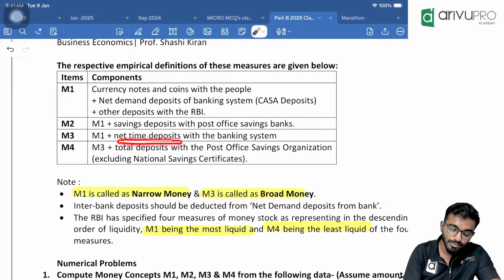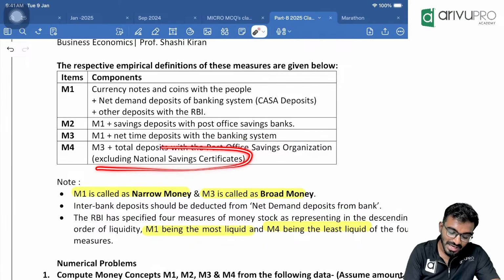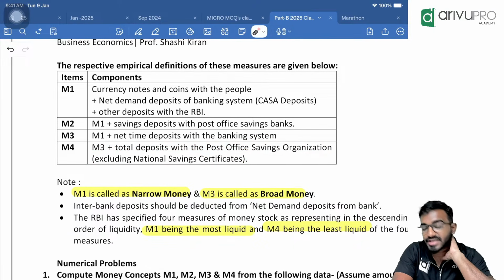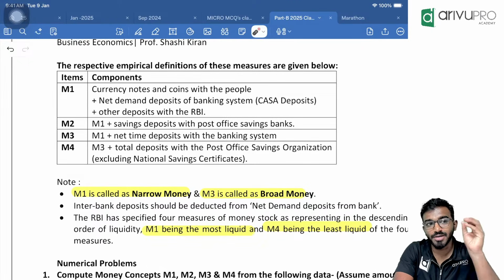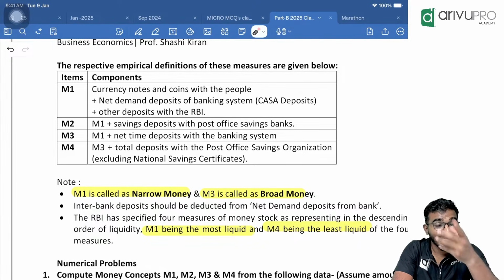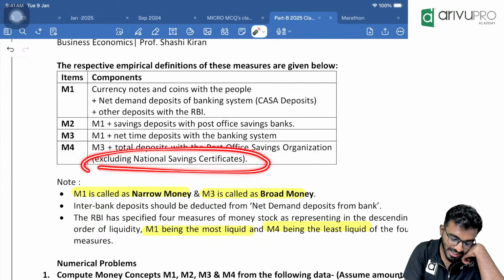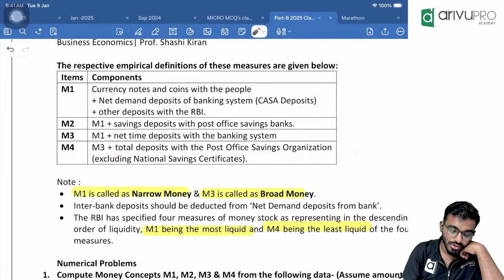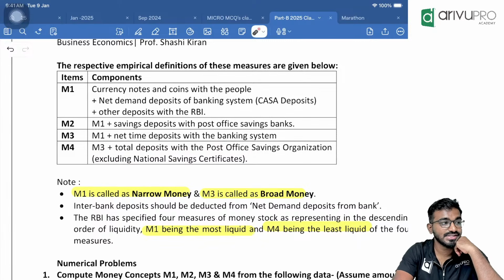M3 is M1 plus net time deposit, whatever FDs that we keep in the bank. M4 is M3 plus total deposit, including savings, time, certificates of deposit, total savings of the post office organization, minus NSC, National Savings Certificate. So what is this? General public money, government will issue as a bond or a certificate and they will raise funds. Tax-free money, whatever interest they earn from that. That money is not used by the public, that money is used by the government. So those should be subtracted from M4. So M3 plus total deposit with post office savings organization minus NSC.